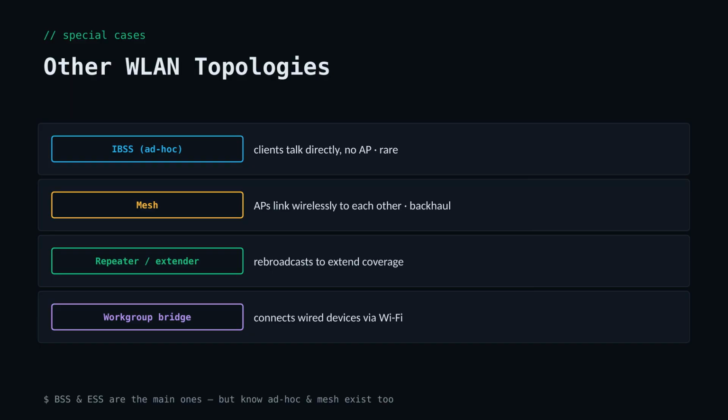Beyond BSS and ESS, there are a few special cases worth knowing for the exam. IBSS, or ad-hoc mode, is when clients talk directly to each other with no AP in the middle, rare these days. Mesh networks let APs link wirelessly to each other for backhaul, handy when you can't run cable everywhere. A repeater simply rebroadcasts the signal to stretch coverage, and a workgroup bridge connects wired-only devices to the network over Wi-Fi. BSS and ESS are still the headliners, but recognize these when you see them.